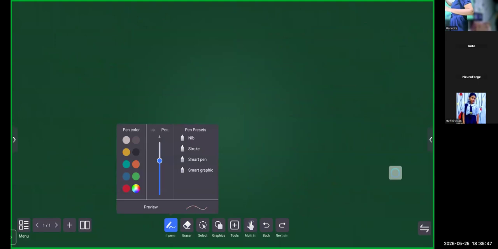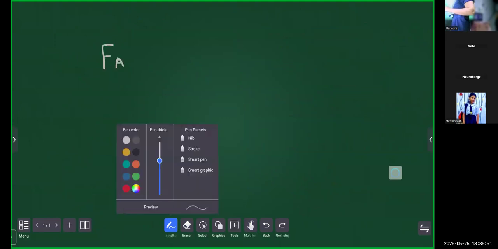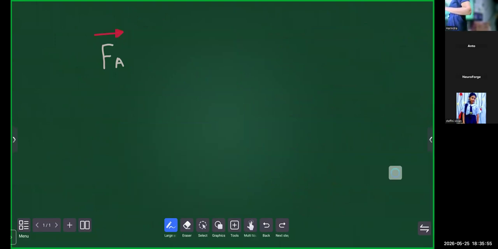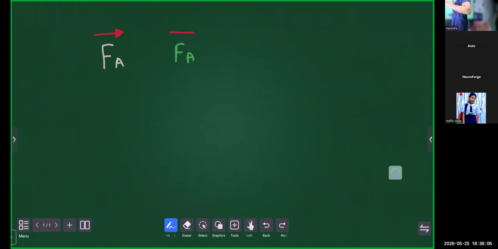Like this. FA, if the force is applying to the right direction, you have to show it with the arrow. And this is applying to the left side. You have to draw the arrow to this side. Okay. Straight line called a line of action. So you have to show it using the arrow.